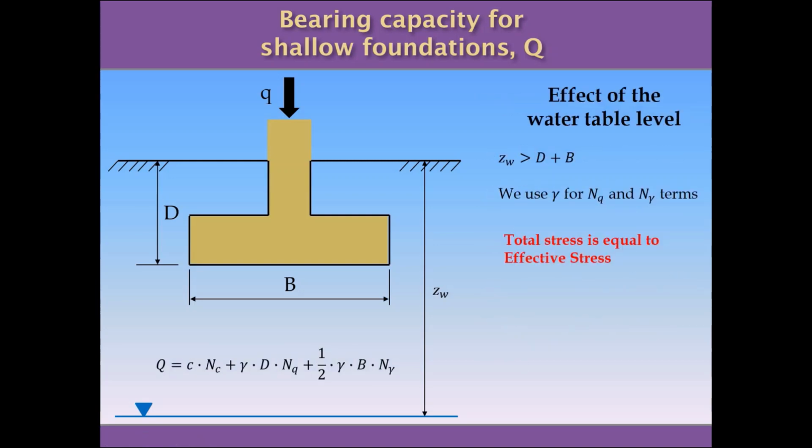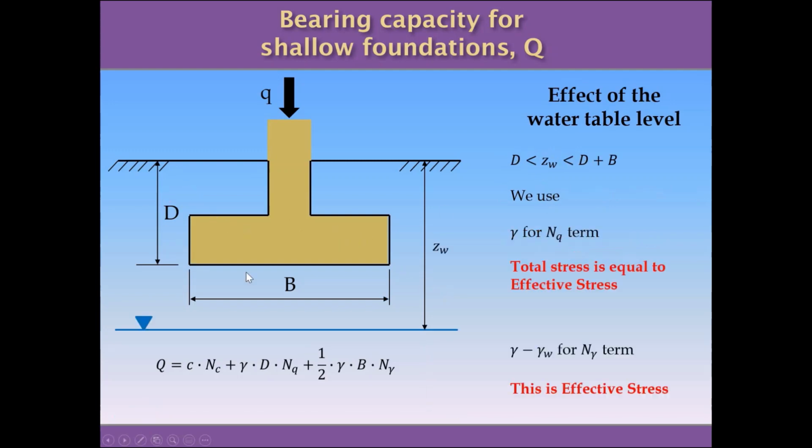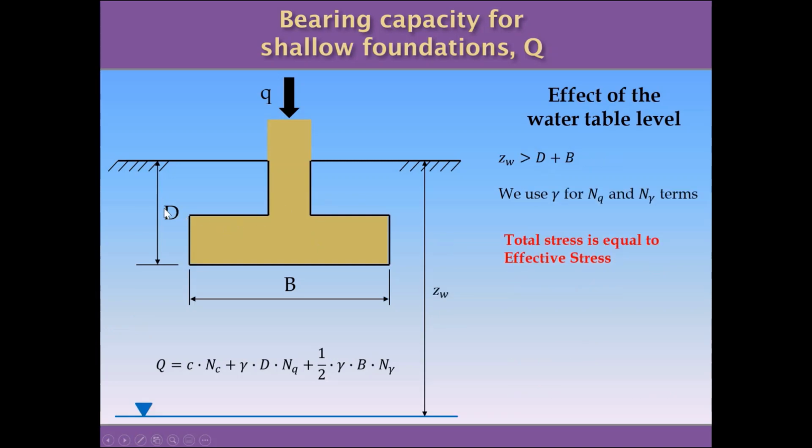But now we are studying the effect of the water table position. So the first one is when the water table position is far from the foundation, so it is farther than D plus B. So it's farther than the distance D plus B. And in this case, the gamma we're going to use is the dry gamma, the dry unit weight for the soil under the foundation, because the water table is not affecting the area where we are determining the bearing capacity.